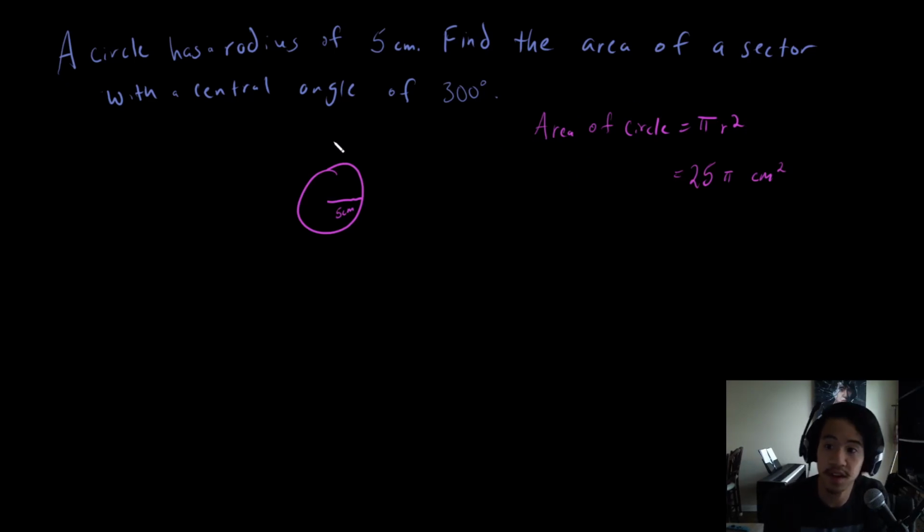Find the area of the sector with a central angle of 300. So that's going to look something like this. A 300-degree angle is going to look very large. So it's going to be all of this stuff over here. So let's go ahead and figure this out. We got our area of a circle, 25 pi, times our central angle, which is 300 over 360. And this is going to be equal to the area of our sector.